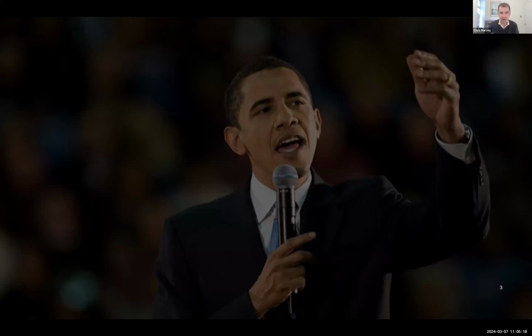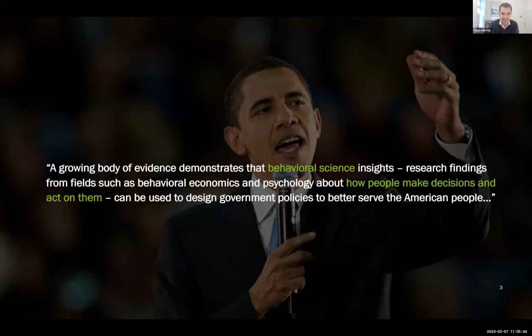Before I give an overview of what the day is going to cover and get started, I thought it'd be very useful to get in place a nice, simple working definition of what behavioural science actually is. In what seems like days of ever decreasing trust in political leadership, I'm going back 9 years to 2015, and President Obama, who at the time said, a growing body of evidence demonstrates that behavioural science insights, research findings from fields such as behavioural economics and psychology about how people make decisions and act on them, can be used to design government policies to better serve the American people.